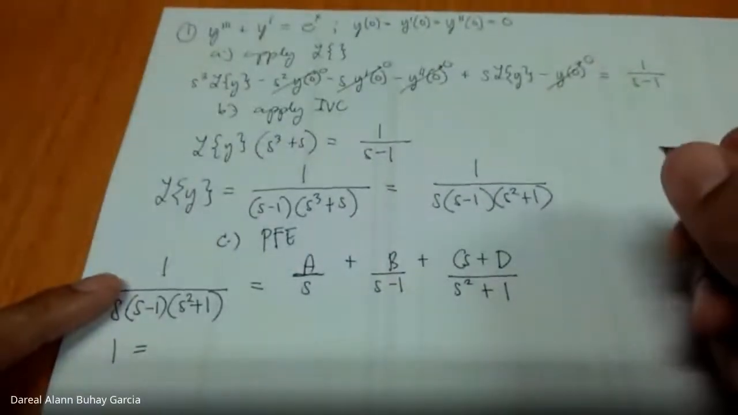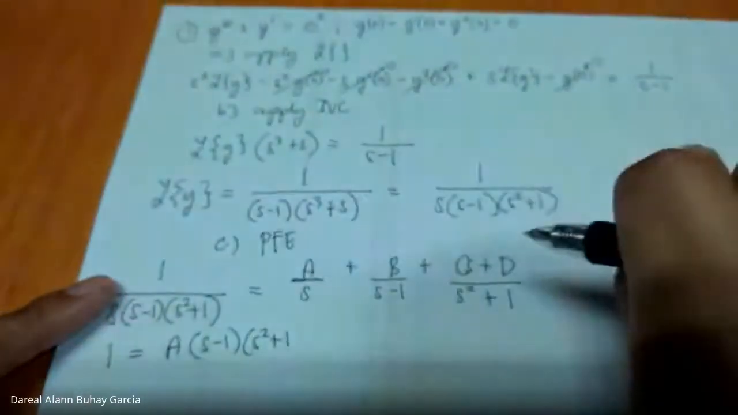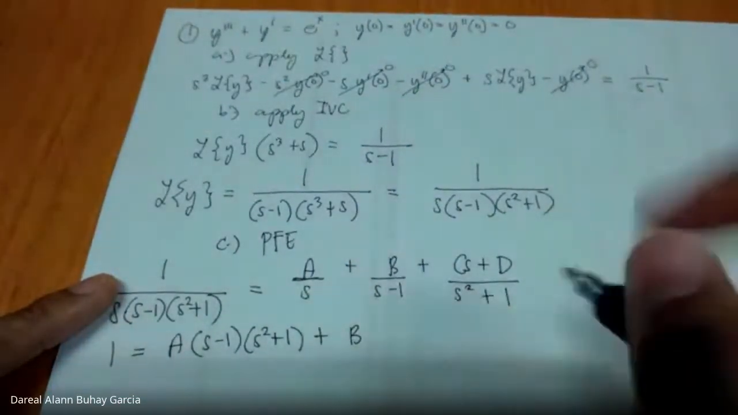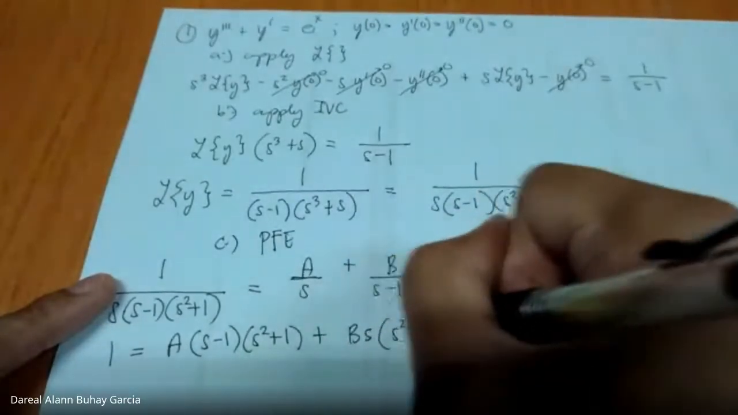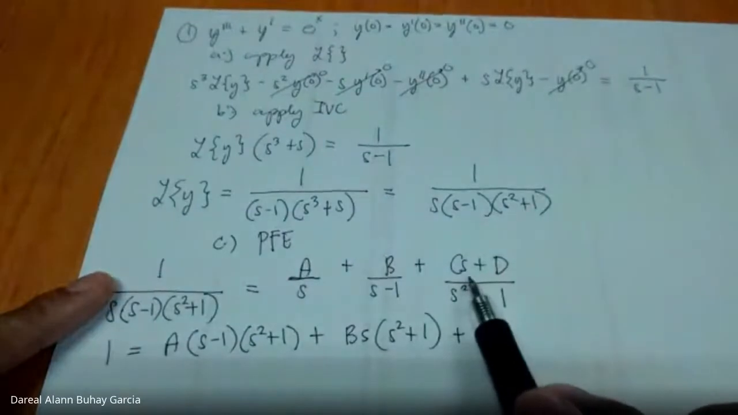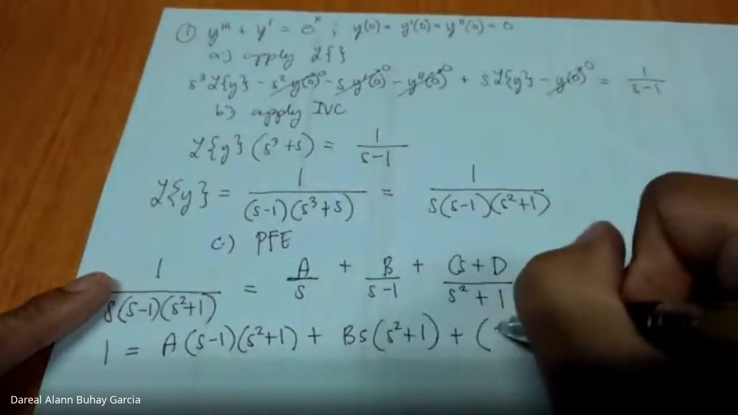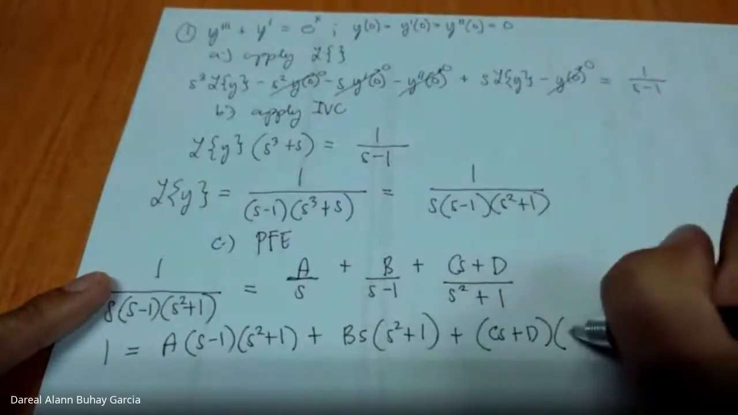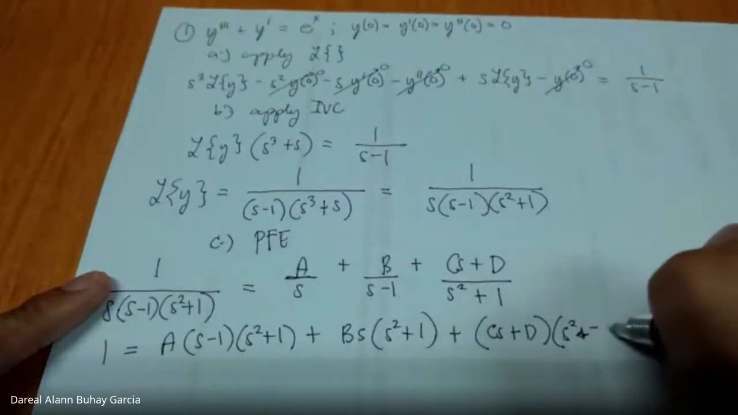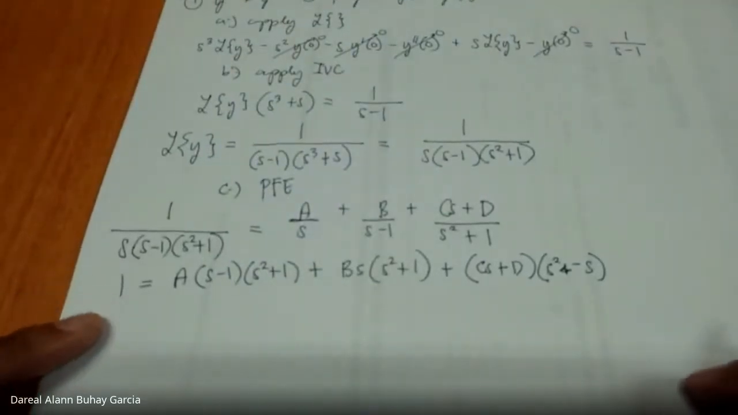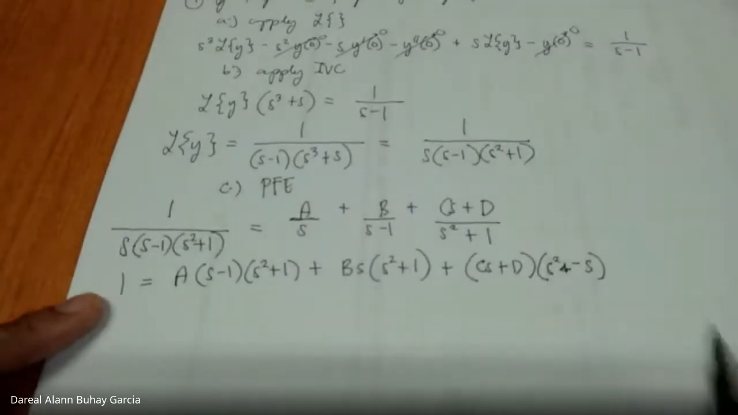Simplifying, 1 is equal to a times s minus 1 times s squared plus 1, plus b times s times s squared plus 1, plus cs plus d times this one. So far, questions? Okay.